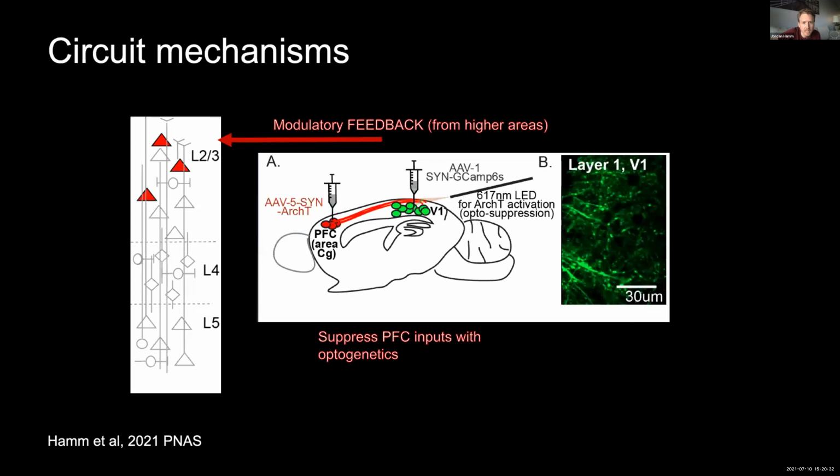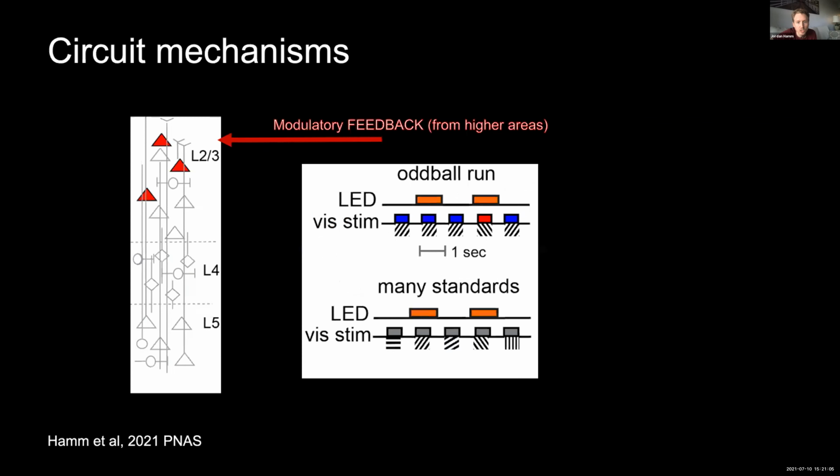And so here, we use the viral strategy. We express Arch-T driven by the synapsin promoter in PFC, and then we did calcium imaging in V1. So this is recording neurons in V1 and suppressing inputs from PFC by shining an LED on layer 1 of V1. And the idea was to record V1 during the oddball paradigm when the circuit is unperturbed, and then again during a subsequent oddball paradigm during which half of the stimuli are disrupted.